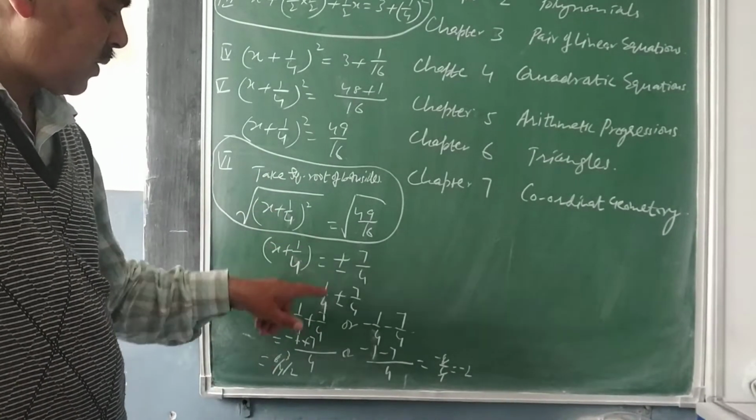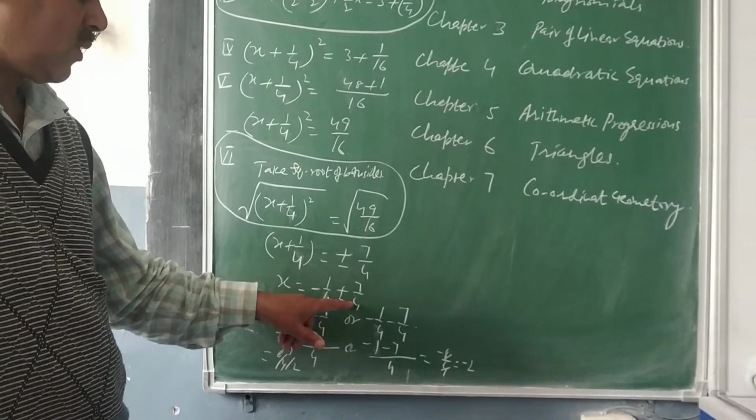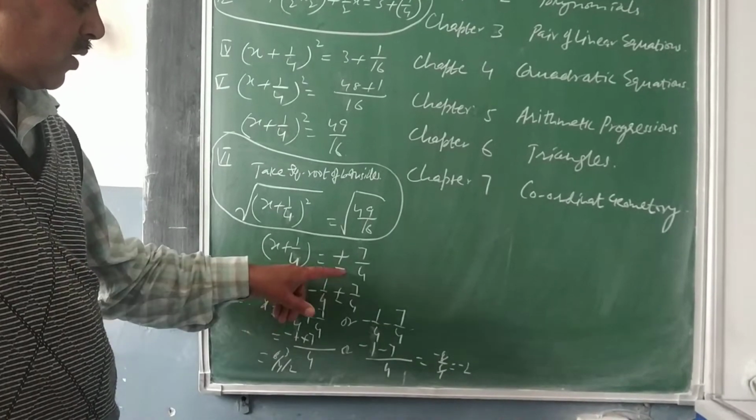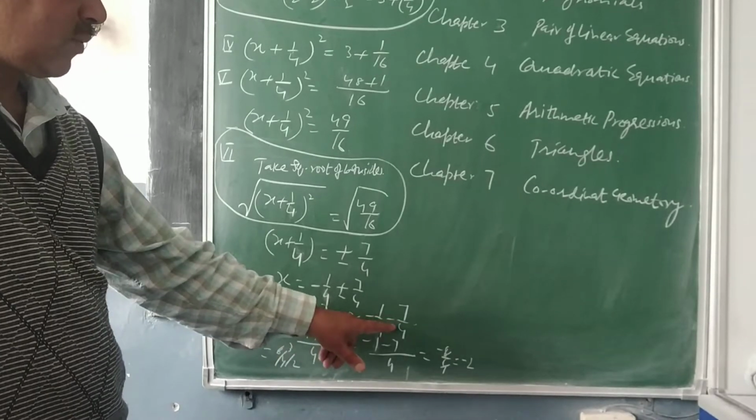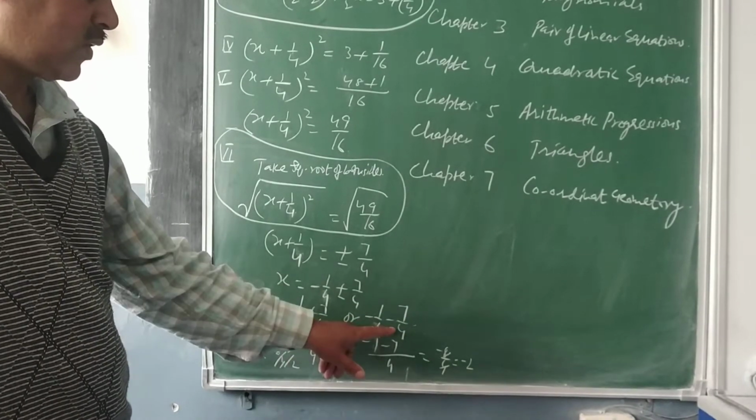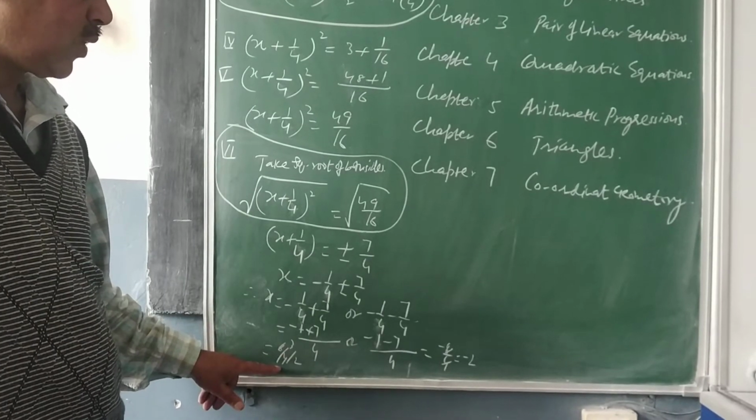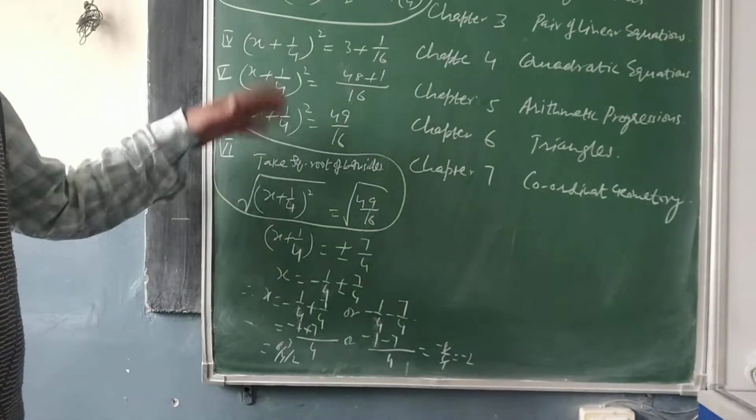Now you shift this 1 by 4 to this side, this will become minus 1 upon 4 and plus minus 7 upon 4. So then x will be equal to minus 1 upon 4, in the first case plus 7 upon 4, and in the second case minus 7 upon 4. Once plus and once minus. Do this calculation. Here you will get x is equal to 3 upon 2 and here we will get x is equal to minus 2. So that will be the answer.